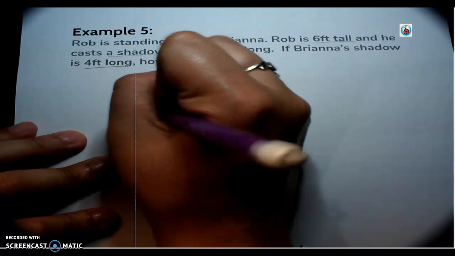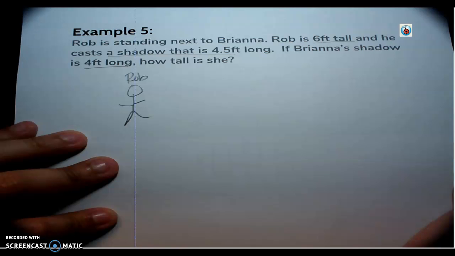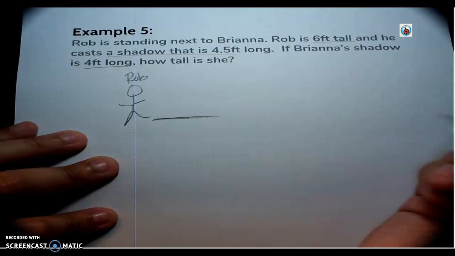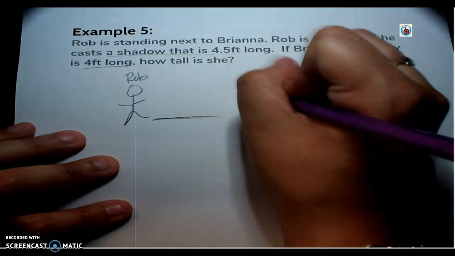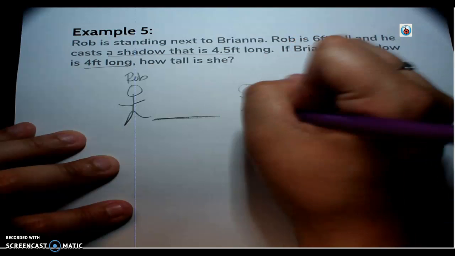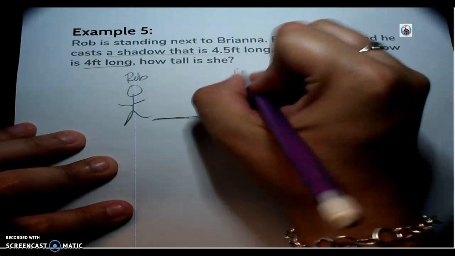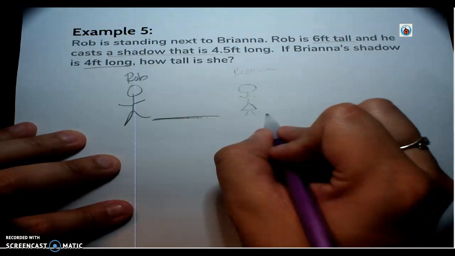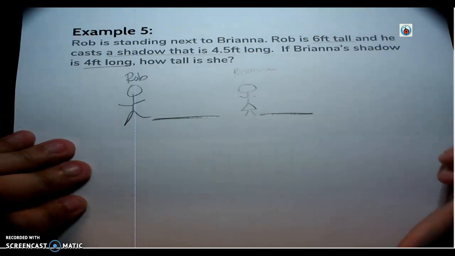So I'm going to draw Rob right here. And he's casting a shadow. So I'm going to put a shadow, that's a shadow right there. And then I'm going to draw Brianna, and I know she's a little bit shorter. And she has a dress because it's a girl. And then she is casting her shadow right there. And her shadow's a little bit shorter too because she's a little bit shorter.